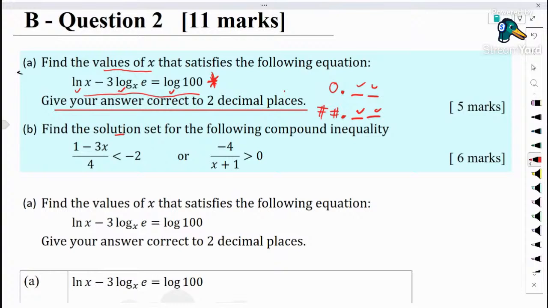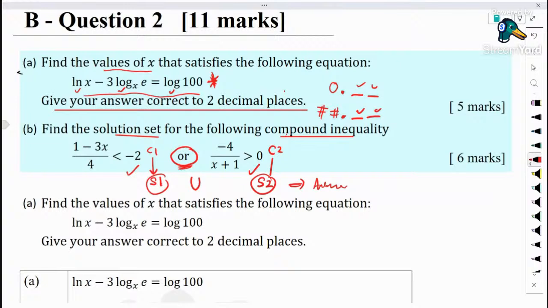B, they want us to find the solution set of the following compound inequalities, where compound inequalities refers to a combination of 2 inequalities with the relationship of or in this case here. So what I need to do is, from case 1, I solve for the solution. Let's say solution S1, solution 1. Then from case 2, get solution 2. Take these 2 solutions, relate with or, which is union. And then that will be the final answer. This is what happens to solve question B.